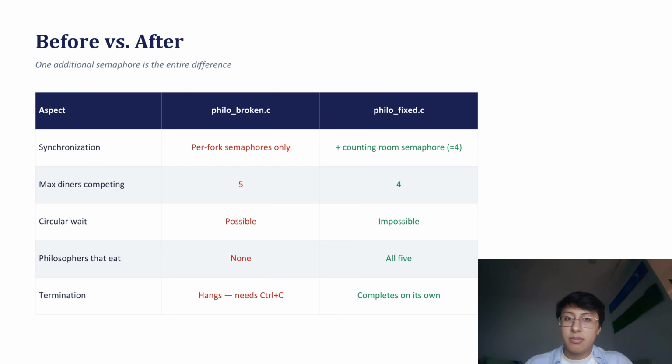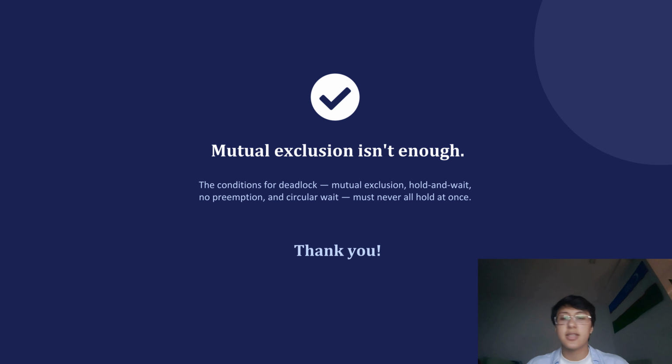To summarize, the unsynchronized version satisfies all four Coffman conditions and deadlocks every single run. The fixed version breaks circular wait with a single counting semaphore, and every philosopher eats successfully. This shows the core lesson of process synchronization: mutual exclusion alone isn't enough. You need to make sure the conditions for deadlock can never all hold at once.